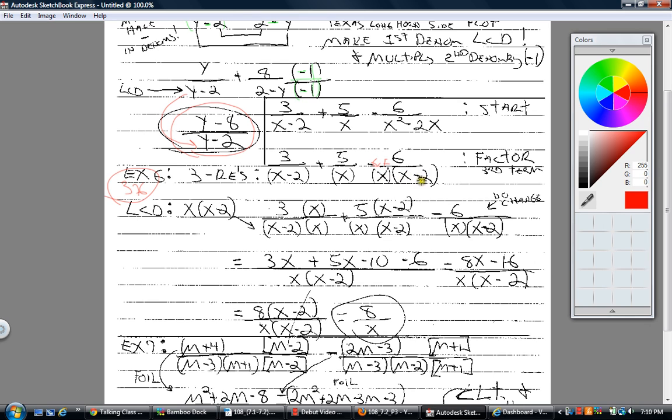Left with x minus 2. Okay, that's your first key step. Now you needed to figure out the LCD. Now look at each of the denominators. X minus 2 has got to be part of the LCD. The factor x has got to be part of the LCD.